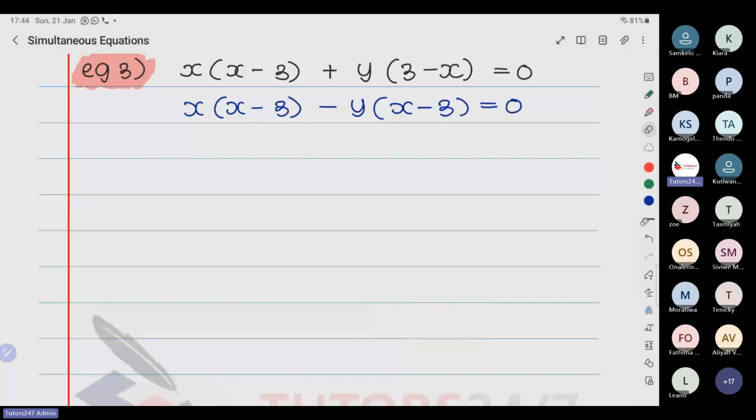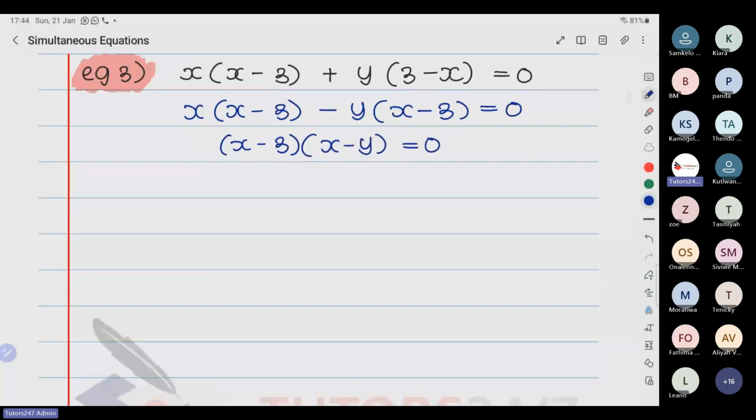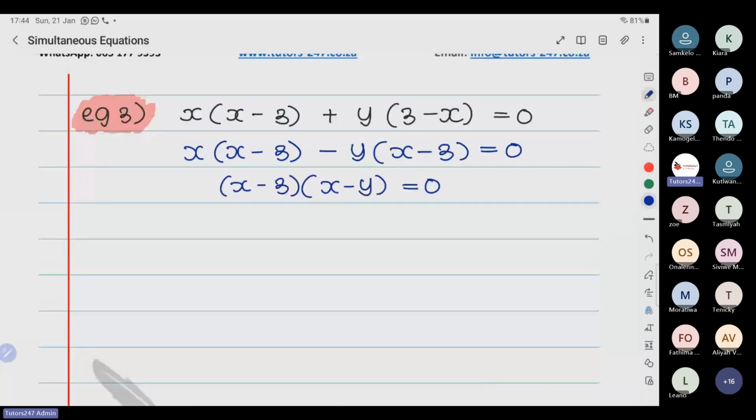Now, let us continue. According to grouping factorization, or according to taking out a common factor, whichever method you want to use, this will then become (x - 3)(x - y) = 0. If you are using grouping factorization, the trick is to write the common factor or the common bracket once. Take note that the common bracket is this x - 3. Write it once. In the second bracket, you write the leftovers. The leftovers are x and -y. That is using grouping factorization.